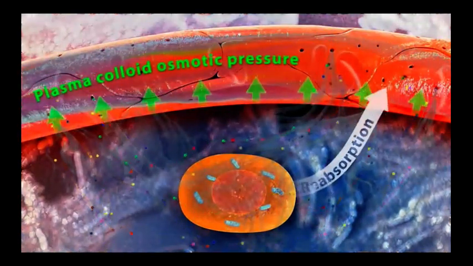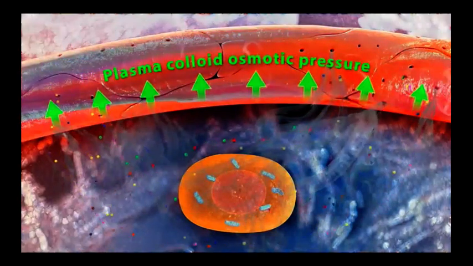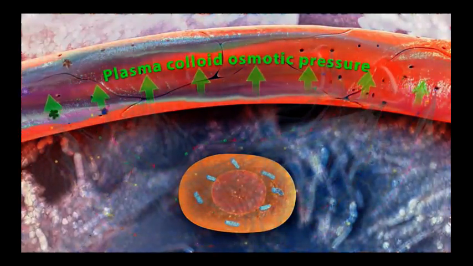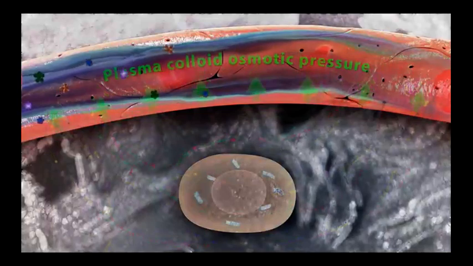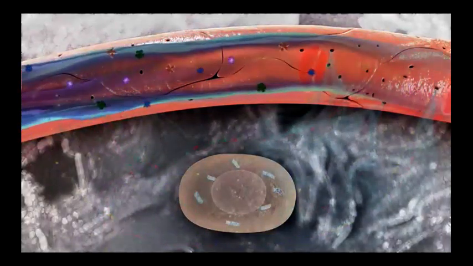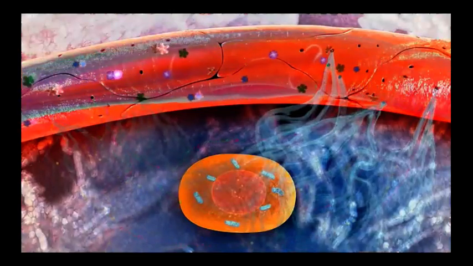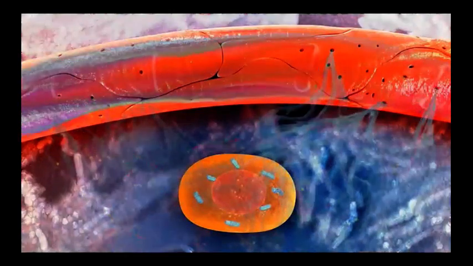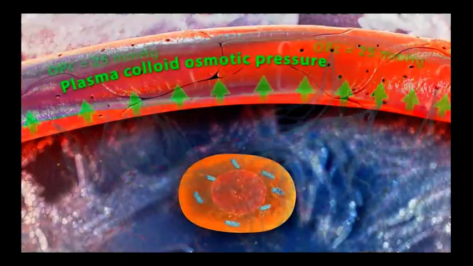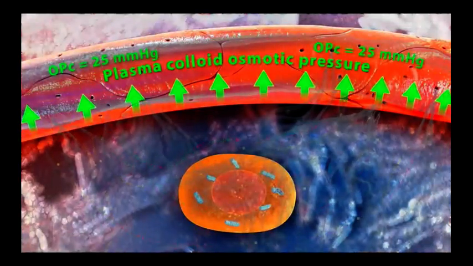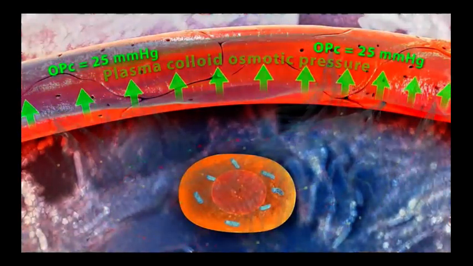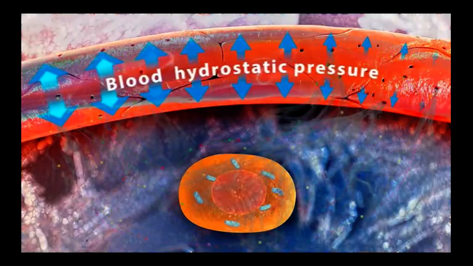Reabsorption is due to plasma colloid osmotic pressure. A colloid is an uneven quantity of suspended particles in the plasma, primarily plasma proteins, which causes osmosis to move interstitial fluid back into the capillaries. Plasma colloid osmotic pressure stays relatively constant throughout the length of the capillary, while blood pressure diminishes with distance along the blood vessel.